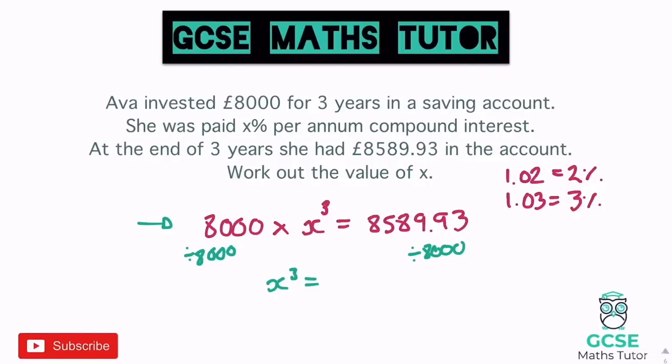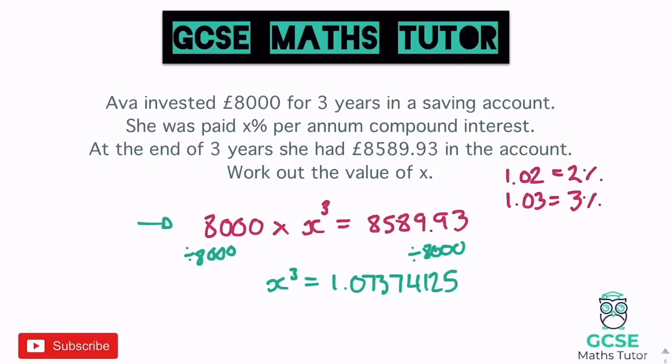equals, and let's actually go about doing that, 8589.93 divided by 8,000, and we get 1 point, let's have a look, let's write this down, x cubed is 1.0737, what else we got, 4125. There you go. So x cubed equaled this number here.